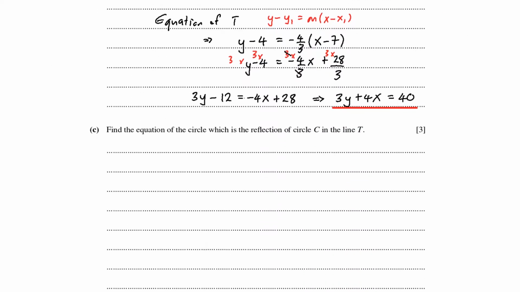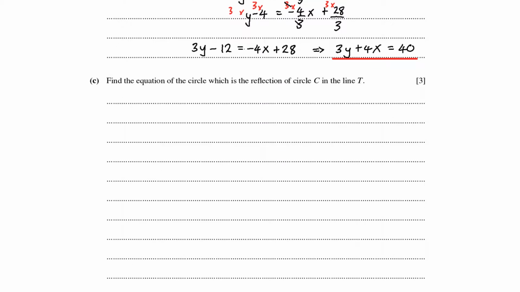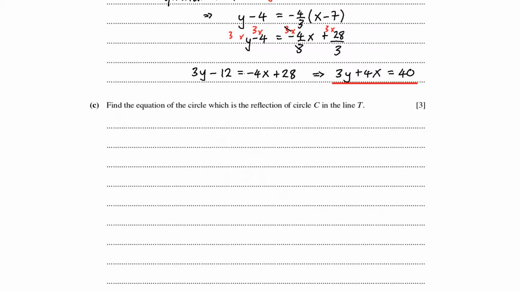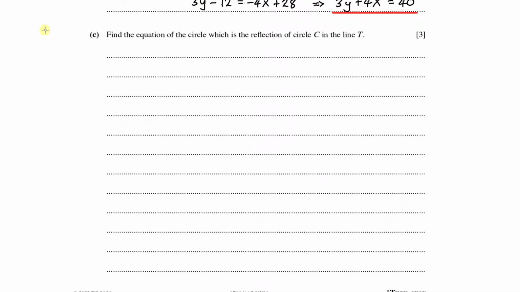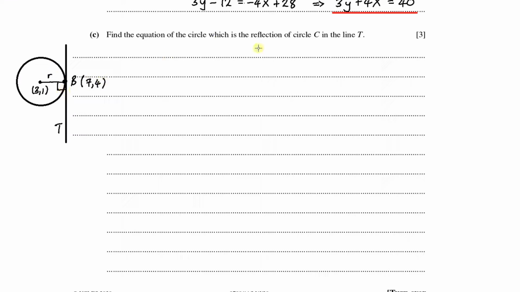The last part is part C, which goes, find the equation of the circle, which is the reflection of circle C in the line T. So for this one, I'll take the sketch that we had already made in part B and place it here. So according to the question, we want to find the equation of the circle, which is a reflection of the circle C in the line T. This means that it's a circle that is going to be like this, so it's a reflection. So T is the mirror line.